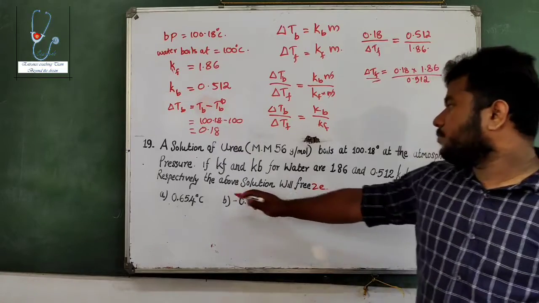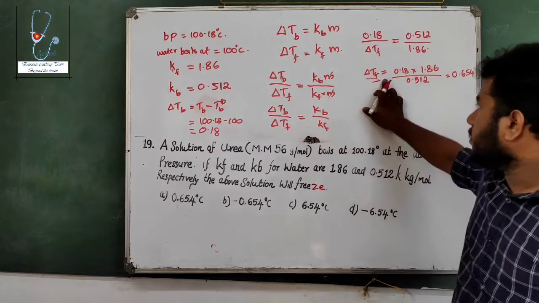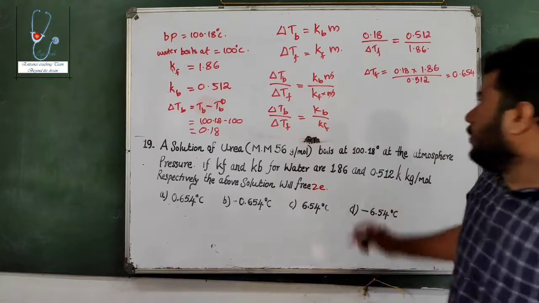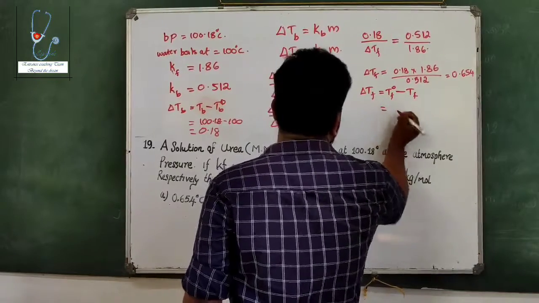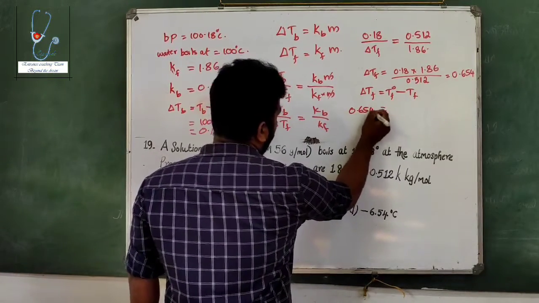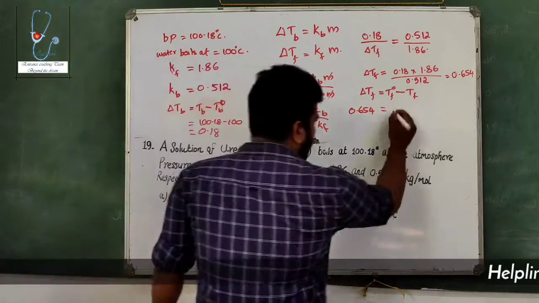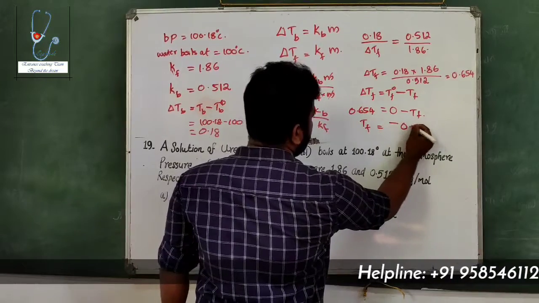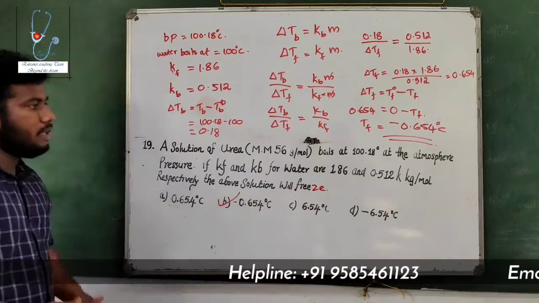We have to find at what temperature the above solution will freeze. This is not the freezing temperature; this is just the depression in freezing point. Delta Tf is equal to Tf0 minus Tf, and we have Delta Tf as 0.654. Tf0 means the freezing point of water, which is 0 degrees Celsius, minus Tf. So the value of Tf is equal to minus 0.654 degrees Celsius. Option B is the right answer.